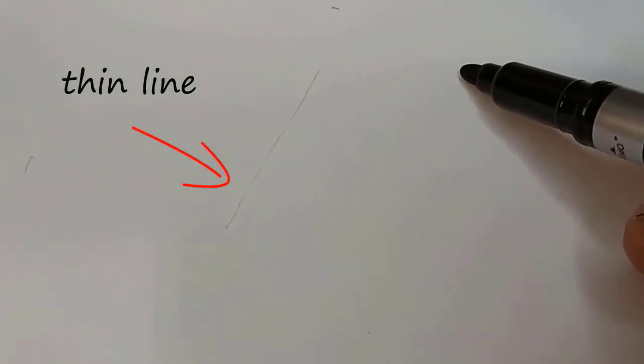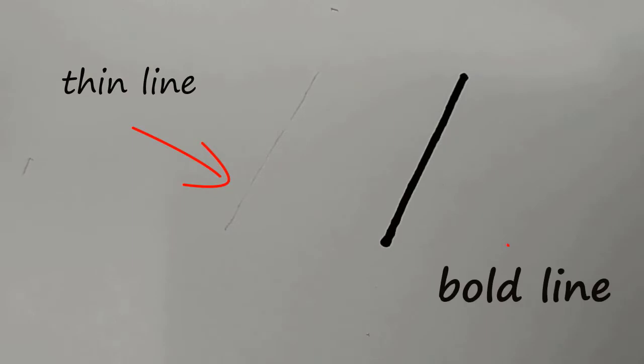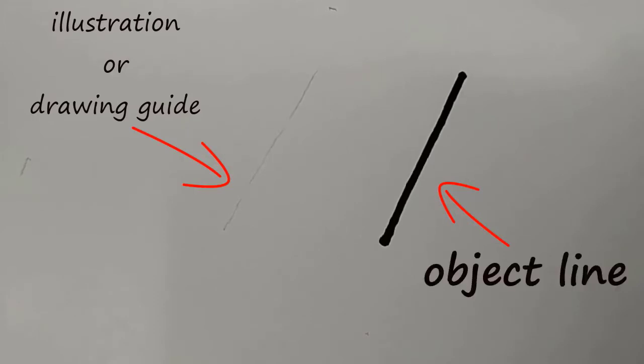Okay, before we finally get started, let me introduce to you two important lines that we will be using throughout the process: the thin line and the bold line. The thin line is the illustration guide, but we will be calling it the drawing guide. And then the bold line is the object line. It materializes the drawing. So let's get started.